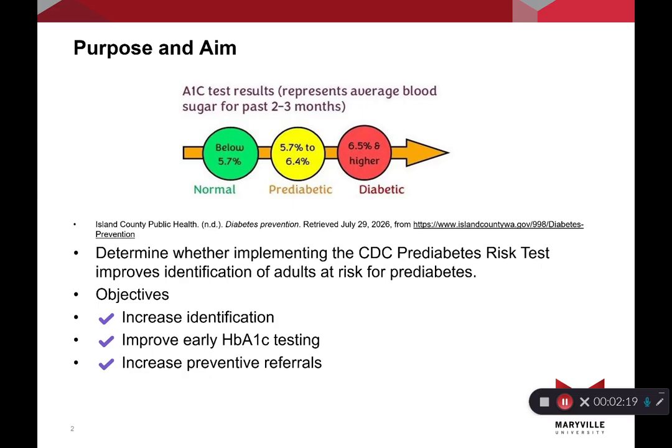Here I've attached an illustration that shows normal, pre-diabetic, and diabetic percentages of hemoglobin A1C. Unfortunately, at 6.5, the patient's already diabetic, and between 5.7 to 6.4 is when they're considered pre-diabetic. Anything below 5.7 is normal.